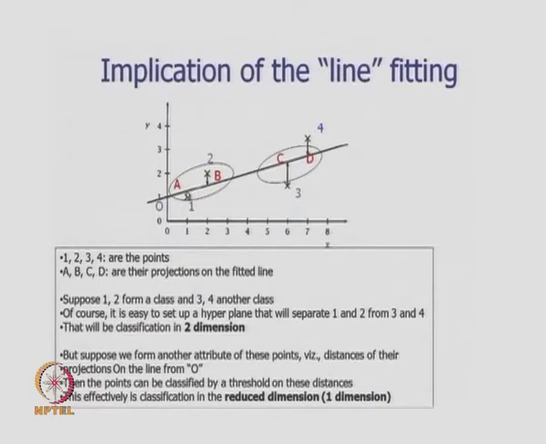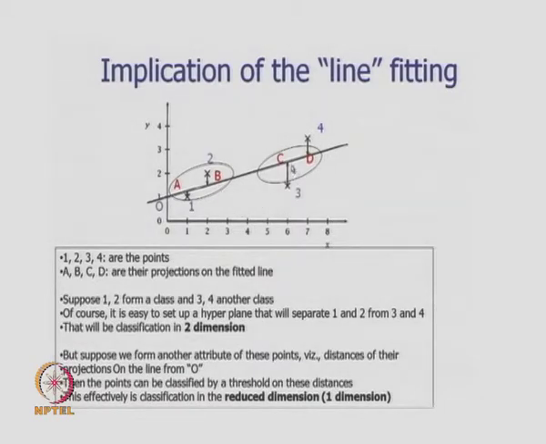We will call these attributes the distances of their projections on the line from O. This is the point O, and the projection of A is on the line. This distance of A from O is the attribute considered. This distance of B from O is the attribute considered, similarly for C and D. So, now each point, instead of having two pieces of information, has one specific, constructed piece of information, which is that there is a point O which is special, and the distance of A, B, C, D from this point. See how the dimensionality of the problem has been reduced.